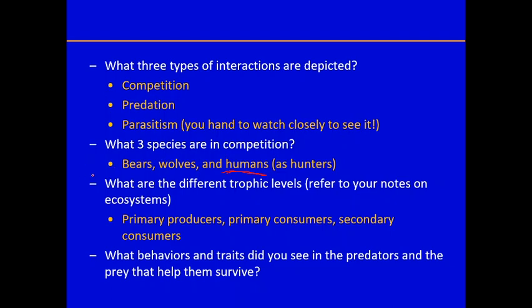Just as a review, I asked you what are the different trophic levels that you saw indicated in the video. Well, we had plants, the primary producers. We had the elk, which were primary consumers, and we had the bears and the wolves, which when they eat the elk, they are secondary consumers. Okay. All right, and then I asked you about what behaviors and traits you see in the predators and the prey that help them survive.